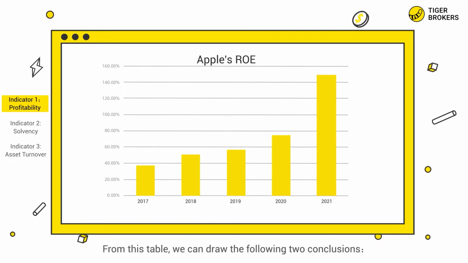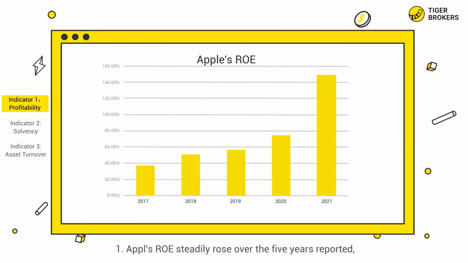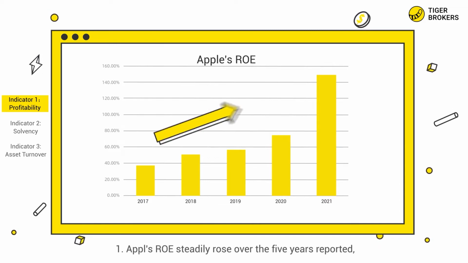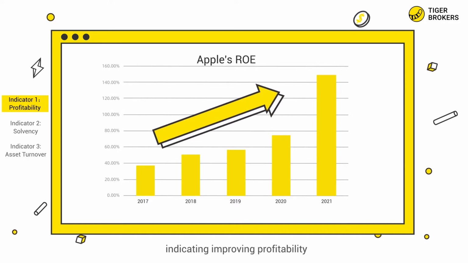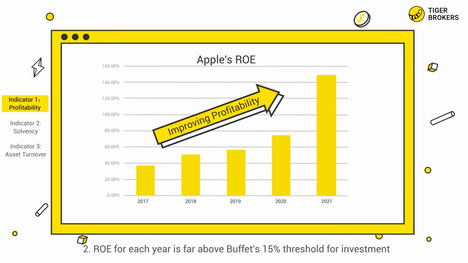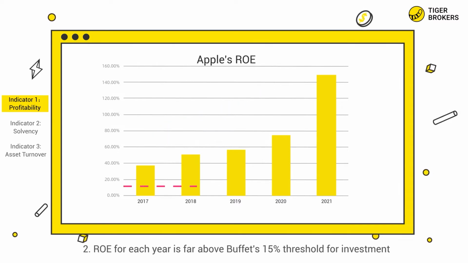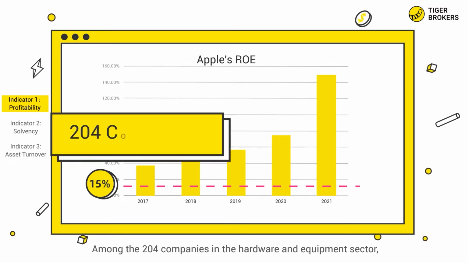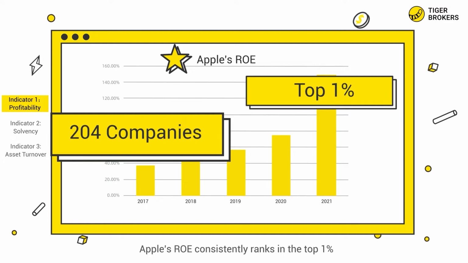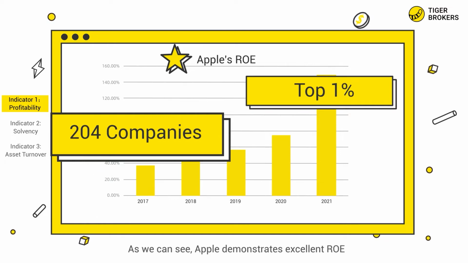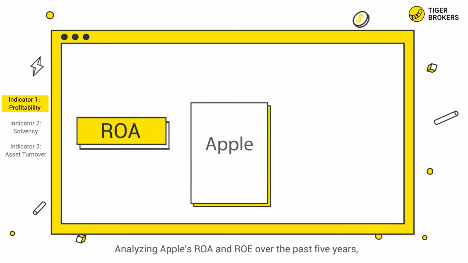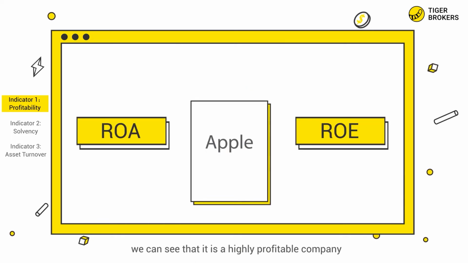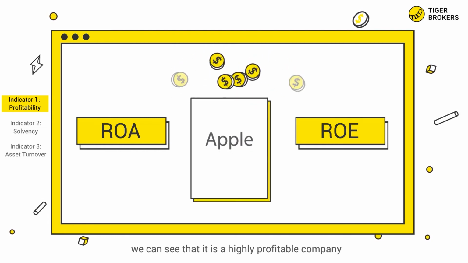From this table, we can draw the following 2 conclusions. 1. Apple's ROE steadily rose over the 5 years reported, indicating improving profitability. 2. ROE for each year is far above Buffett's 15% threshold for investment. Among the 204 companies in the hardware and equipment sector, Apple's ROE consistently ranks in the top 1%. As we can see, Apple demonstrates excellent ROE. Analyzing Apple's ROA and ROE over the past 5 years, we can see that it is a highly profitable company.